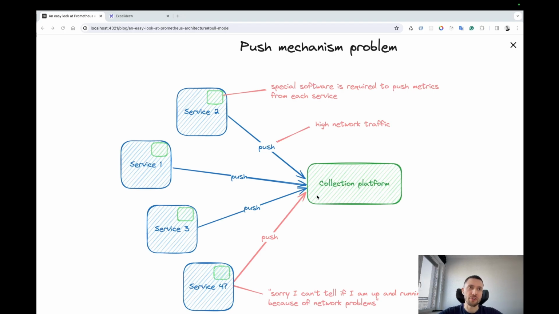The central server might not have a complete picture of what's happening with all the devices at any given moment of time because it relies on the devices to send updates to it. This limitation can make it harder to detect issues or troubleshoot problems quickly. So, for example, this server can't tell if it's up and running just because of network problems.